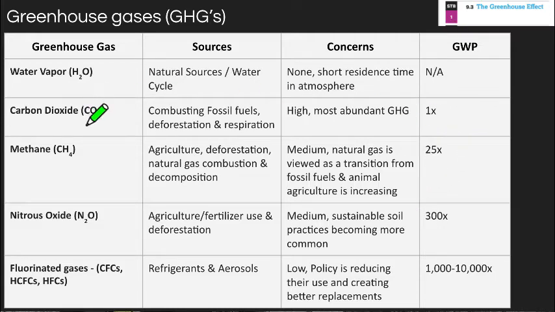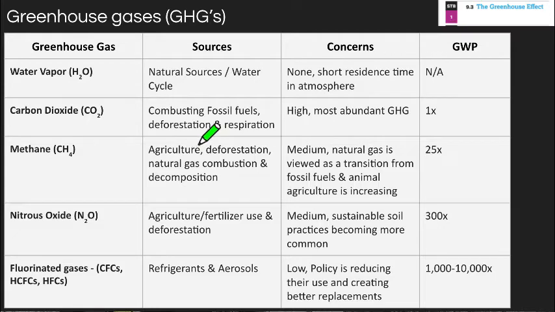So we have water vapor, carbon dioxide, methane, nitrous oxide, and fluorinated gases. These are the things that we need to know as our 5 major greenhouse gases. Sources are important too. Remember, water vapor is part of the water cycle, natural, no concern here. CO2, combustion of fossil fuels, largely the biggest issue, but deforestation and the natural process of cellular respiration are also sources here.